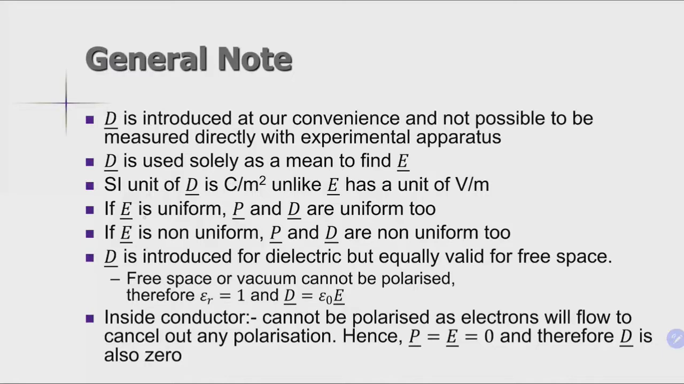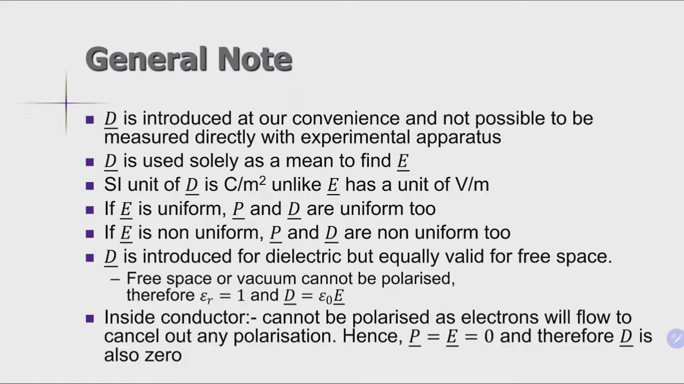If the electric field is uniform, the polarization and the electric flux density are uniform too. If E is non-uniform, then both P and D are non-uniform as well. D is introduced for dielectric, but equally valid for free space. For free space, simply substitute epsilon R equals 1, and you have D equals epsilon naught E.